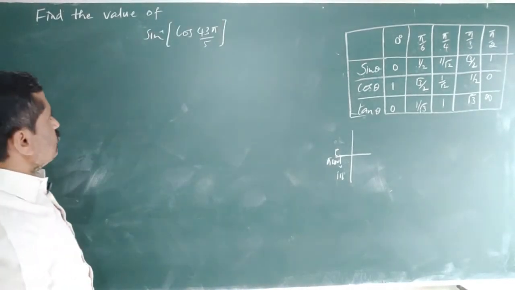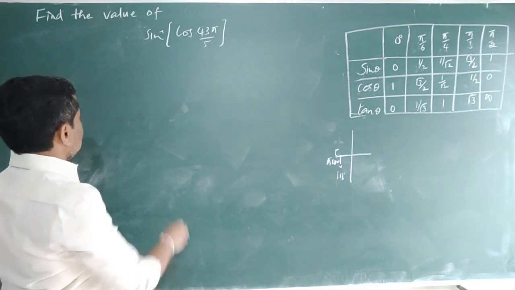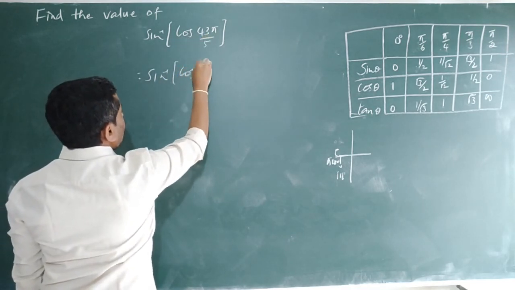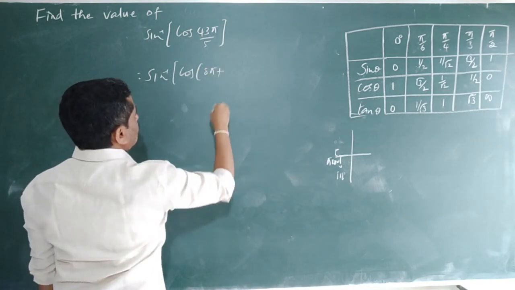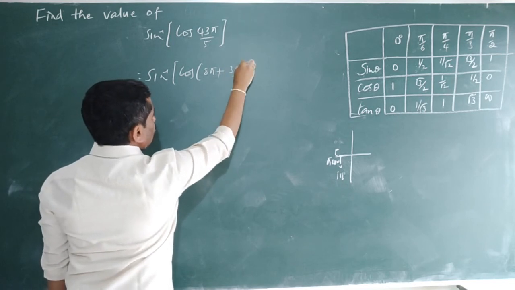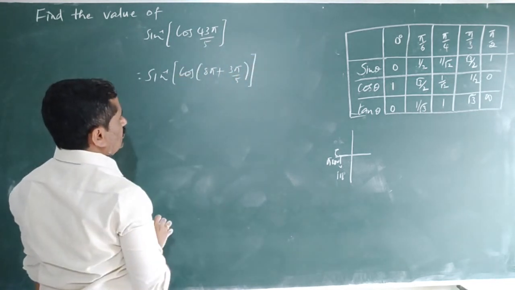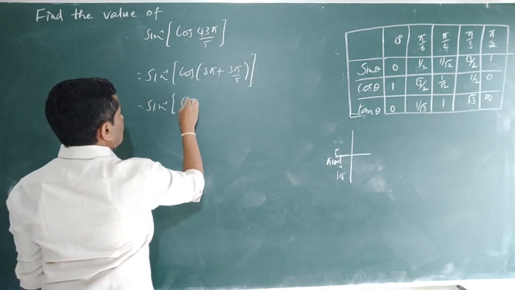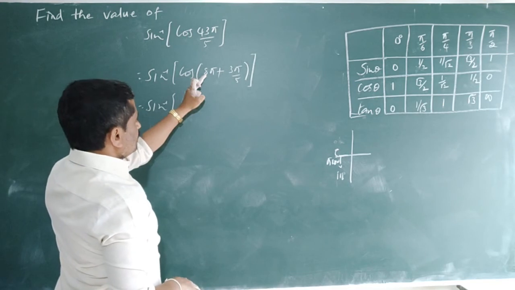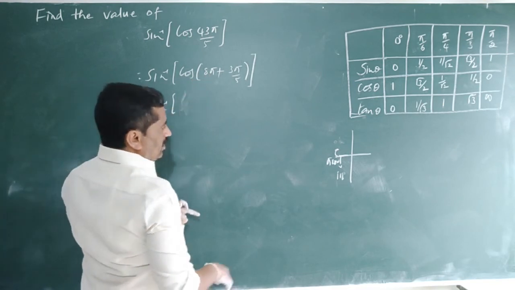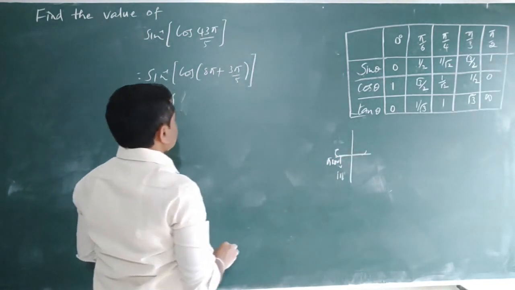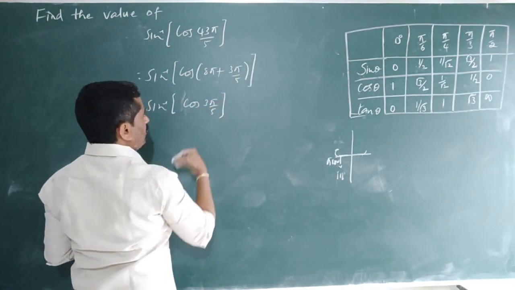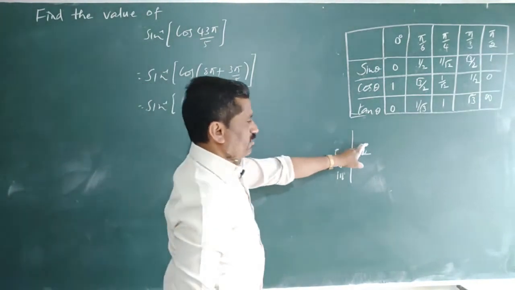Next, find the value of sine inverse of cos 43 pi divided by 5. So that is equal to sine inverse of, now this can be done as cos of 8 pi plus 3 pi divided by 5. Simplification of this will give the same term, that is 43 pi. So that is cos, 8 into pi, we have a positive value, therefore that is equal to cos of 3 pi divided by 5. The ratio comes in the first quadrant, therefore it is positive.